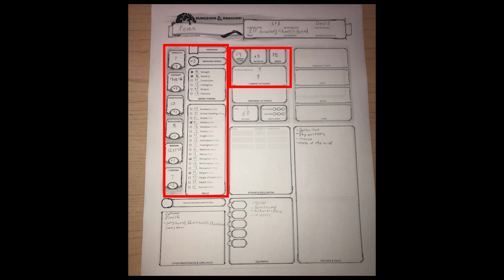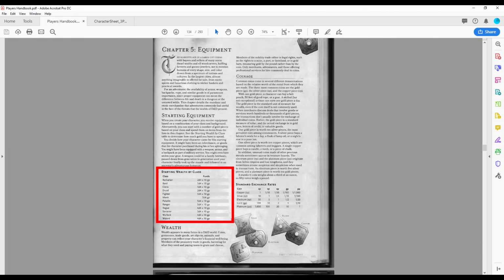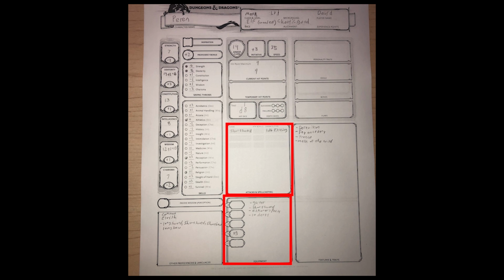Using my ability scores and the information in my class features, I can now fill in my armor class, initiative modifier, and my current hit points. My initiative modifier is my dexterity modifier. I can now record my starting equipment information. This section will give you information on how much starting money you have, as well as information on your starting equipment and weapons. I wrote my starting gold of 15 in the gold section of the equipment, as well as the attack information for the short sword that I chose from my class equipment.